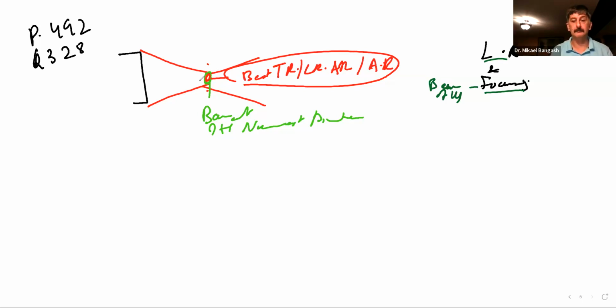Did that make sense? But again, please make sure that you know that your lateral resolution goes under different names. Okay, and which goes for what? Question 329.